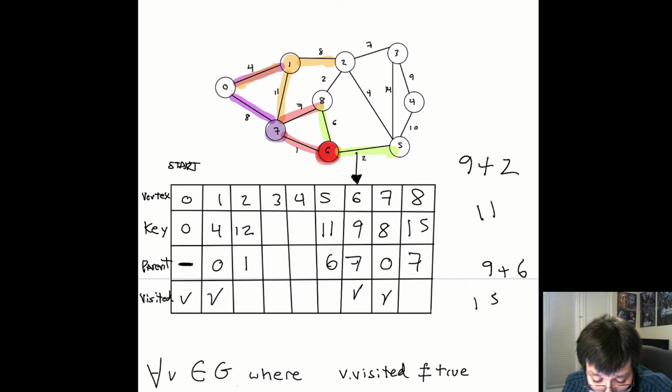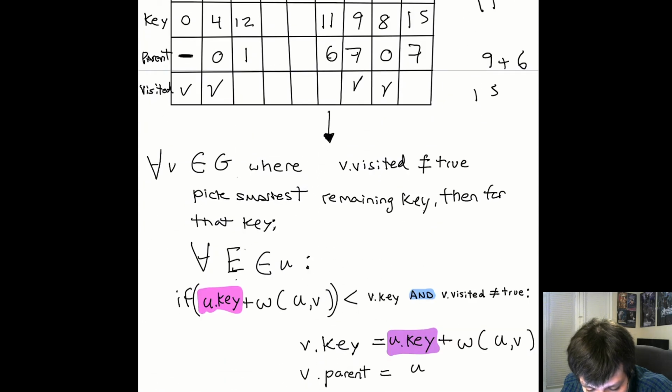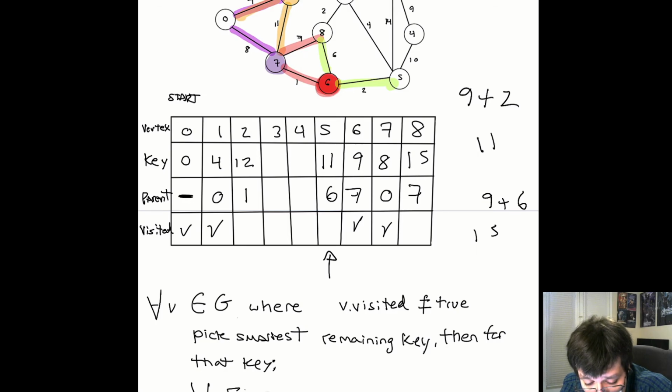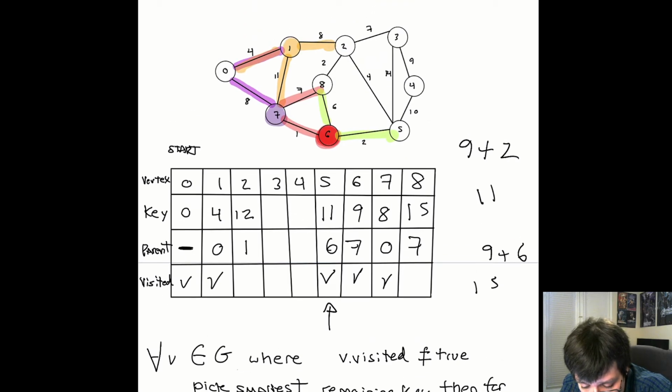Now we got 12. So we got 4 vertices we can choose from: 2, 5, 7, and 8, which have 12, 11. Wait, I said 7, not 7. Sorry. We have 2, 5, and 8 only to pick from. And of those, 5 has the smallest value because it has an 11. I'm going to put the arrow at the bottom now because it's starting to get crowded there. Okay, so mark it as visited and get going with it.